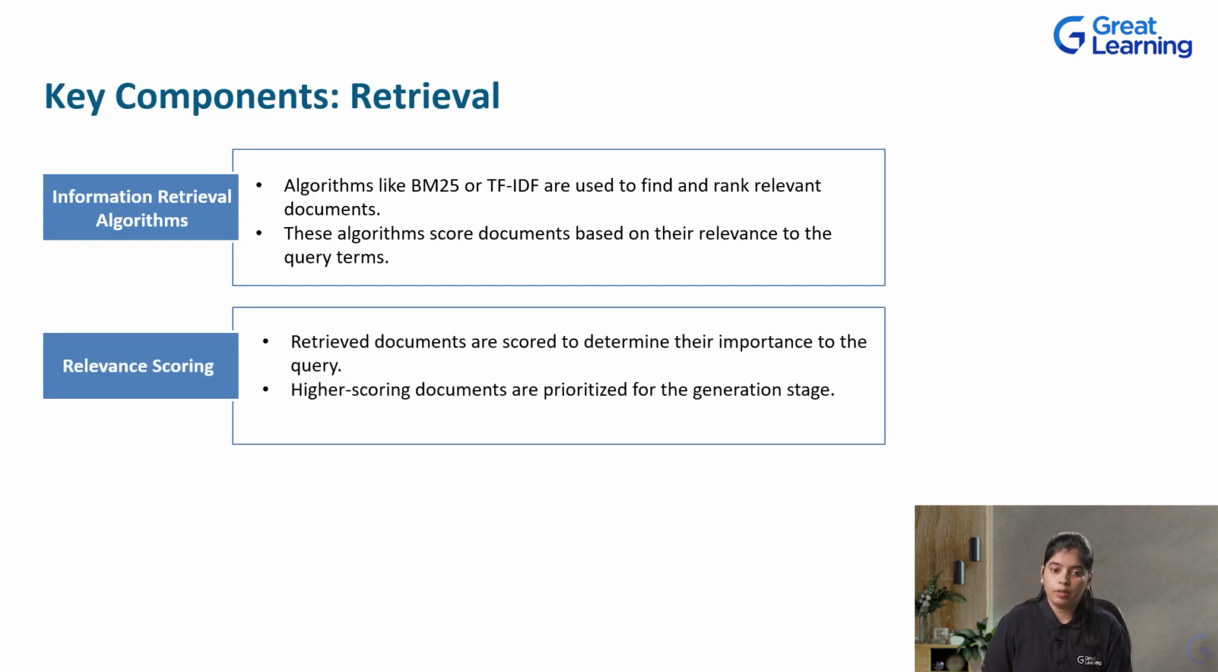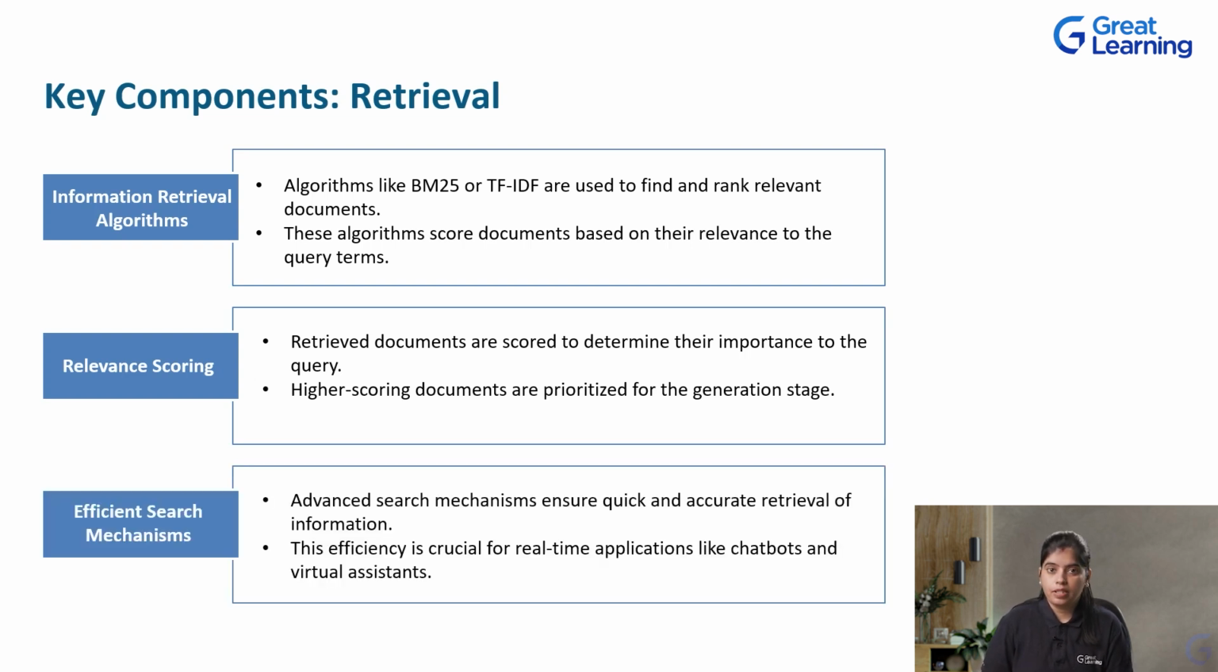Next comes relevance scoring. Retrieved documents are scored to determine their importance to the query. So they are prioritized based on the ranking of the info, and the most important will be in the first rank, then so on. So higher scoring documents are prioritized for generating the response. So it will move to the generation stage then. After that, again you can see here efficient search mechanism, which is advanced search. This advanced search mechanism ensures quick and accurate retrieval of information. This efficiency is crucial for real-time applications like chatbots and virtual assistants.